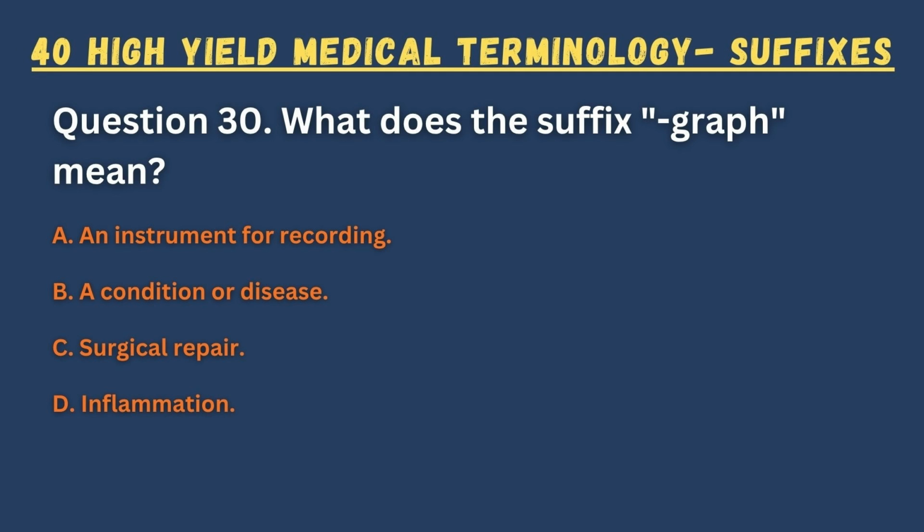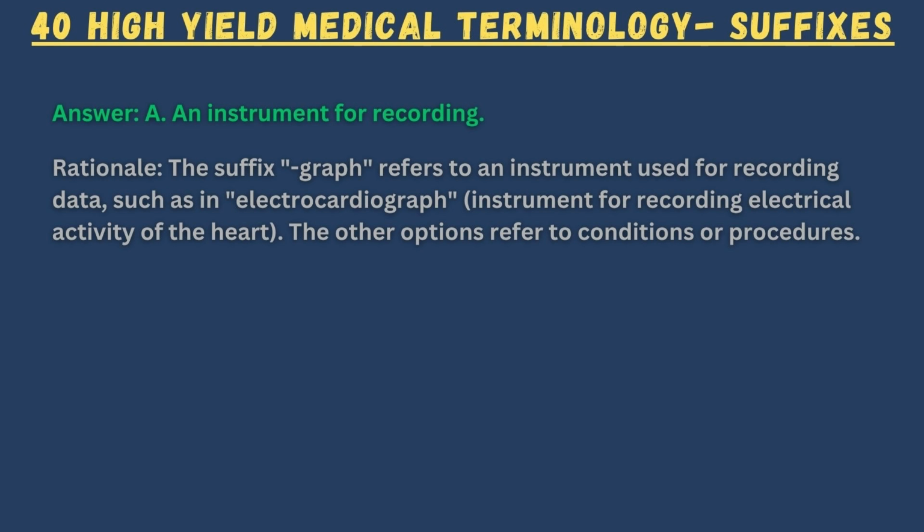Question 30. What does the suffix graph mean? A. An instrument for recording. B. A condition or disease. C. Surgical repair. D. Inflammation. Answer: A. An instrument for recording. Rationale: the suffix graph refers to an instrument used for recording data, such as an electrocardiograph, an instrument for recording electrical activity of the heart. The other options refer to conditions or procedures.